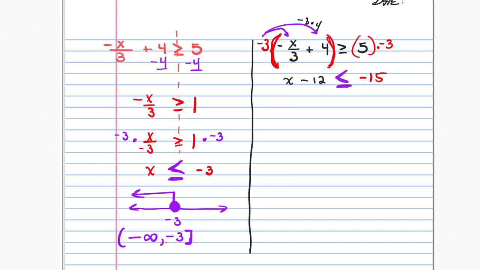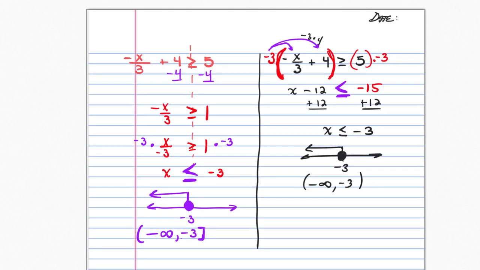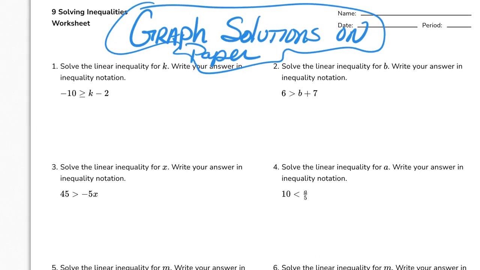But now you're only one step away. Add 12, add 12. You get x is less than or equal to negative 3. Exactly the same answer we got on the left-hand side there. All right, so you can do that if you would like. All right, now that gets you to your homework, everybody. So let me work here, and you can take a look at these things.